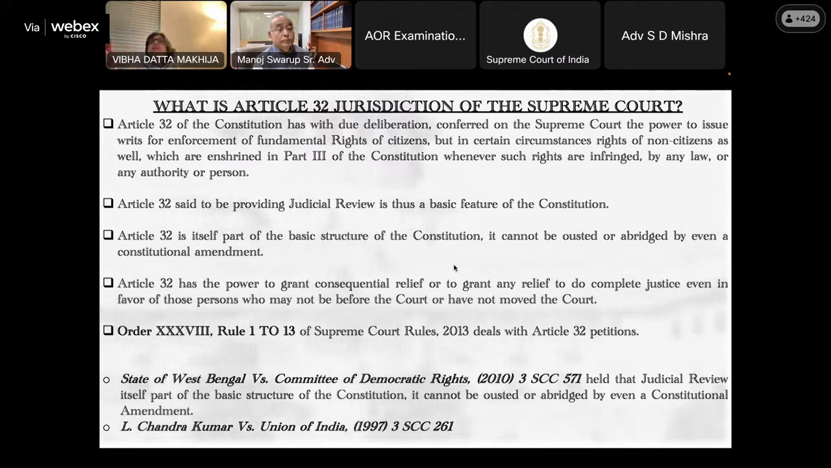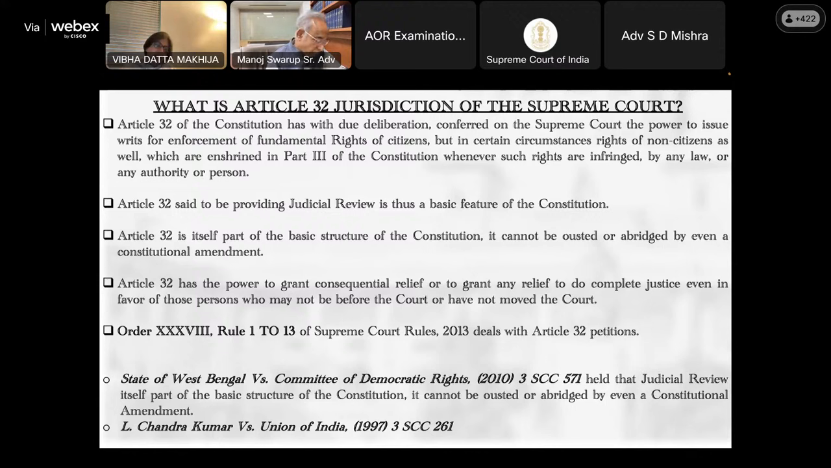So in Vishaka on sexual harassment at workplace, then in TMA Pai with regard to admissions to professional colleges. So, in various cases, the Supreme Court has gone ahead and given suggestions to the legislature, recently in the 377 case as well. But it cannot force the legislature to enact certain laws, and it fills up the vacuum by issuing directions in its judgments. So Article 32 is, one can say, a very, very strong part of the Constitution.